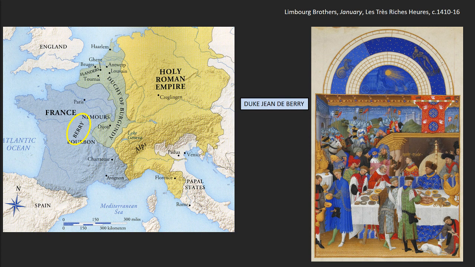So this is January, right? And this would have faced the calendar that tells you what prayers to say on which day in January, right? And it illustrates Jean de Berry himself. That's him in blue. On the right, almost looks like a halo behind him. He's sitting in front of a fireplace. You can see the fire licking up from behind it, right?